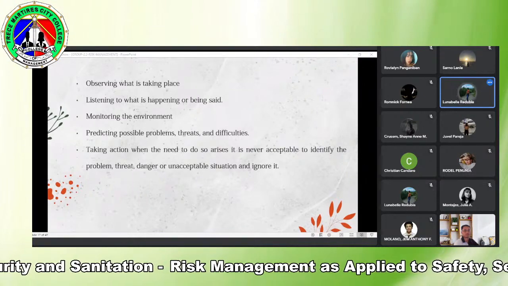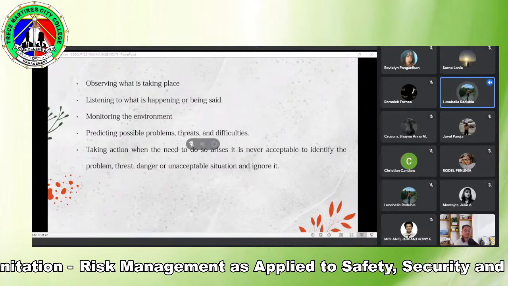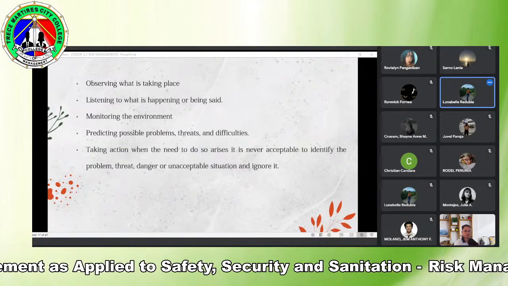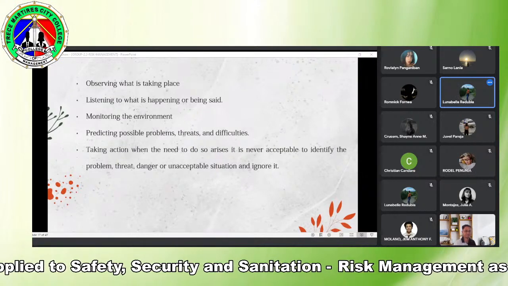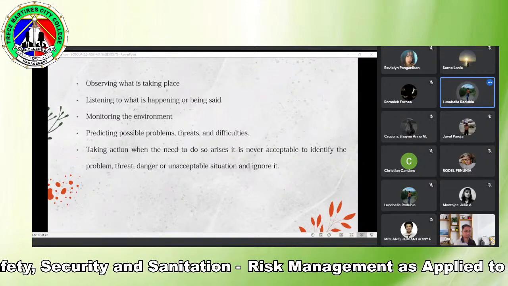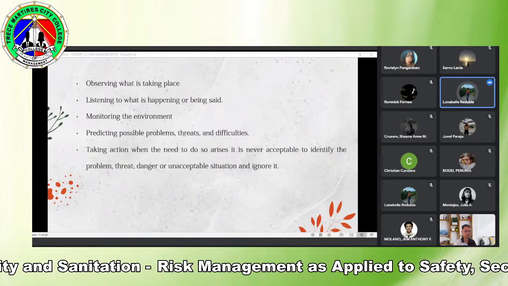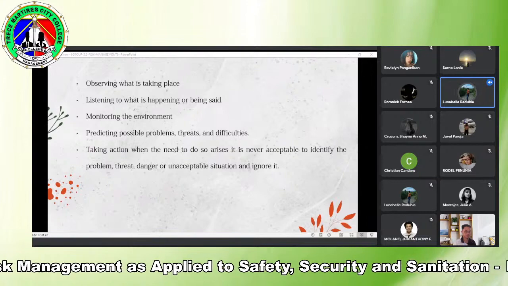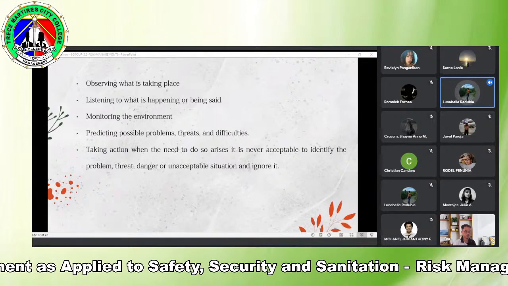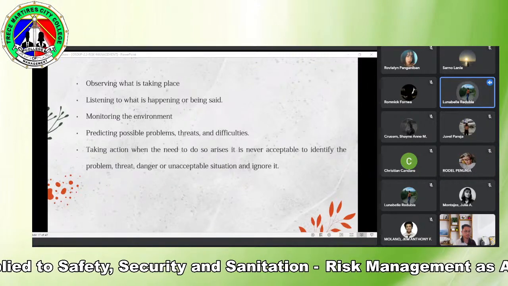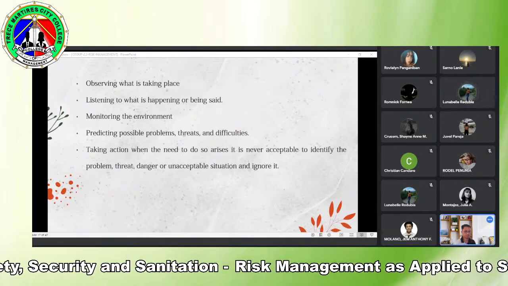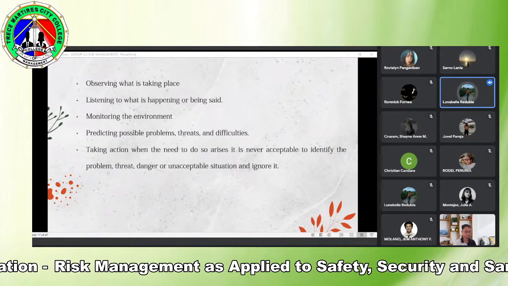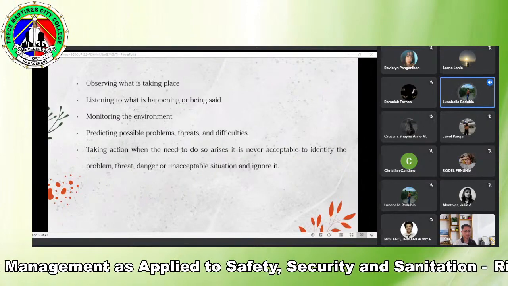Predicting possible problems, threats, and difficulties. No matter how well you plan or kahit gaano pa tayo magplano, we can always encounter unexpected problems, and the things we can do when pag naka-experience na tayo ng mga ganitong unexpected threats, problems, or difficulties are first to avoid as much as we can. Kasi ito yung pinakamadaling paraan para malayo tayo sa panganib. If not, we can mitigate.